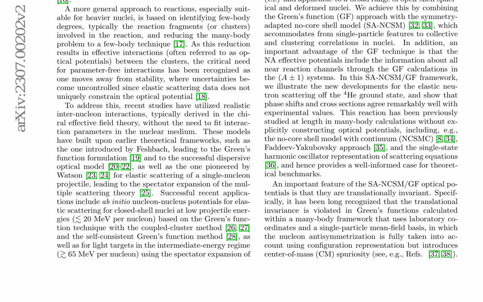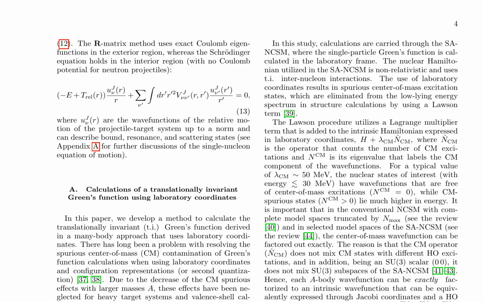The authors demonstrate the effectiveness of their approach by illustrating elastic neutron scattering off the 4He ground state, showing remarkable agreement with experimental values. The method provides a tool for first-principle predictions of cross-sections for elastic neutron and proton scattering, as well as for constructing optical potentials for neutron-proton capture reactions.